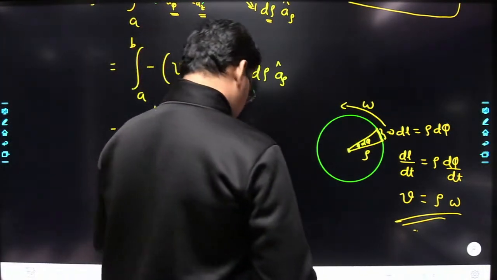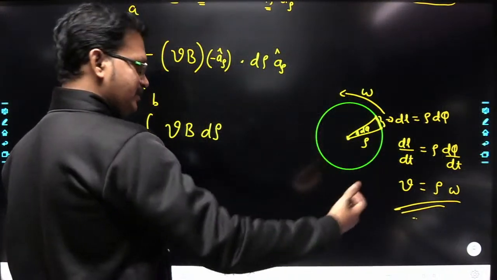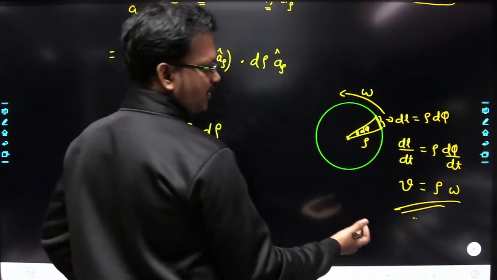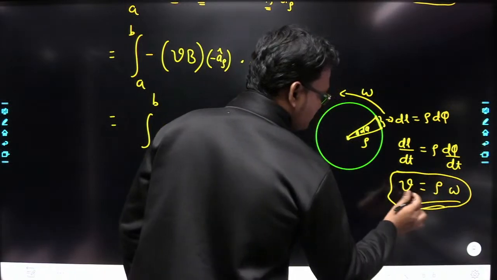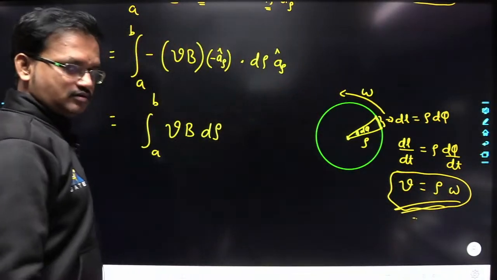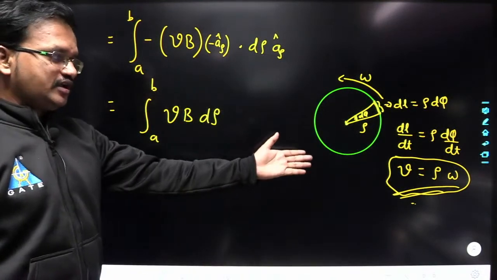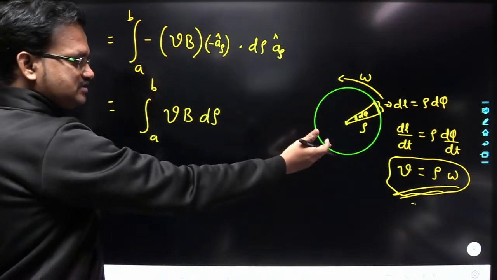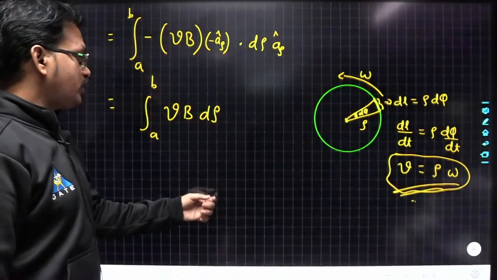I will tell its physical significance later. Whenever such a situation comes, at that moment I will tell you the physical interpretation of this relation. I will take one problem here and explain the physical interpretation of that relation also. But as of now let's just take that expression, that is V is equal to rho into omega.